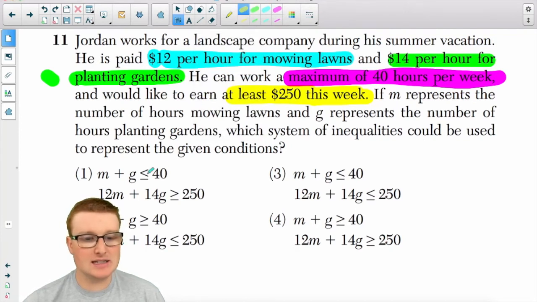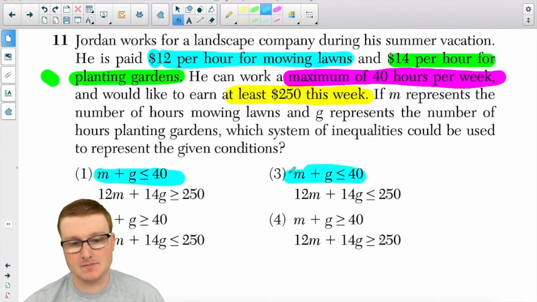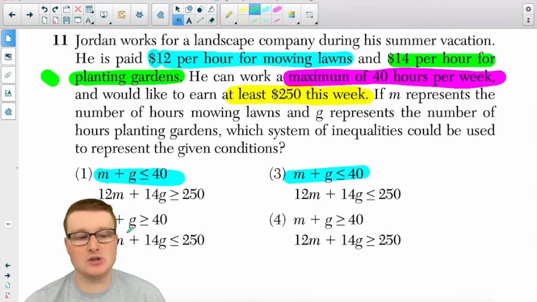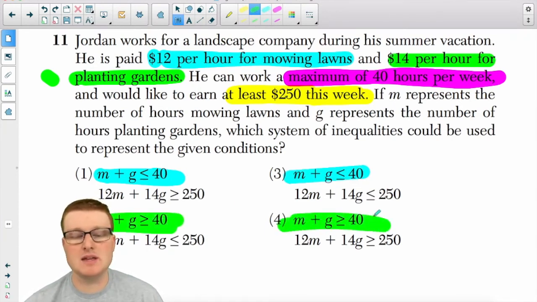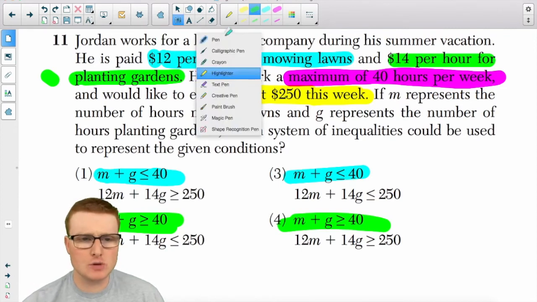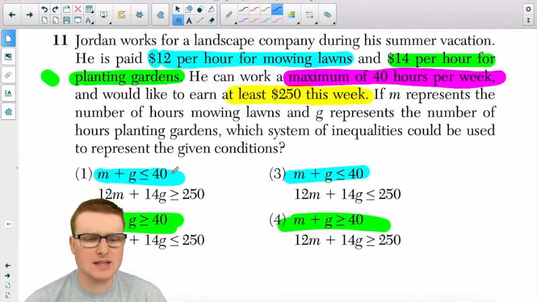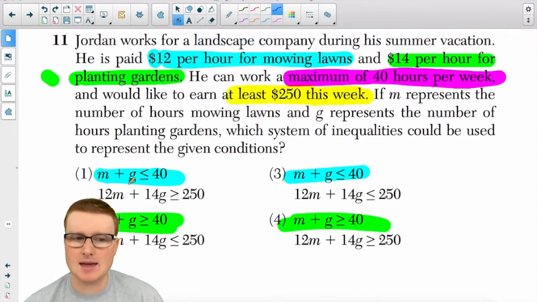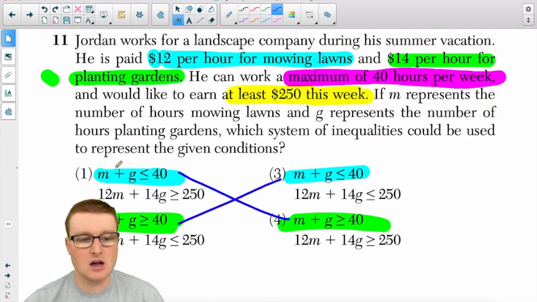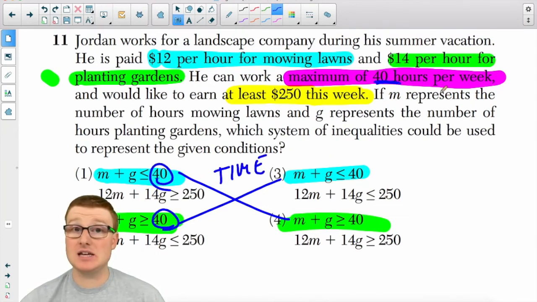M and G is less than or equal to 40. Okay, what do these mean right here? Choices 1 and 3. And then, of course, you could also conclude what choices 2 and 4. What do those mean to you? What you should be thinking about is, hey, Trevor, I know what that says. This is in terms of time. All of these inequalities are in terms of time. That 40 represents the 40 hours that he could work.